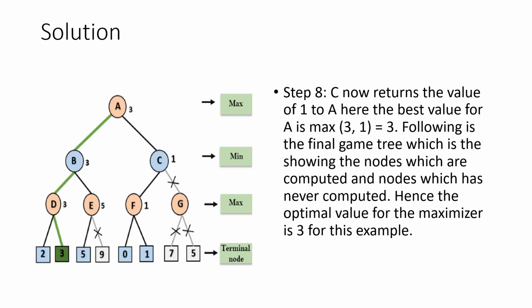Next, the last step. Now C returns the value 1 to A, and A is the max node, and there are two min values, 3 and 1, and this max node will select the maximum of 3 comma 1. So 3 will be selected. So the following is the final game tree, showing the nodes which are computed and the nodes which are never computed. Hence, the optimal value of the maximizer is 3, and this is the path A to B, B to D, then D to this 3.